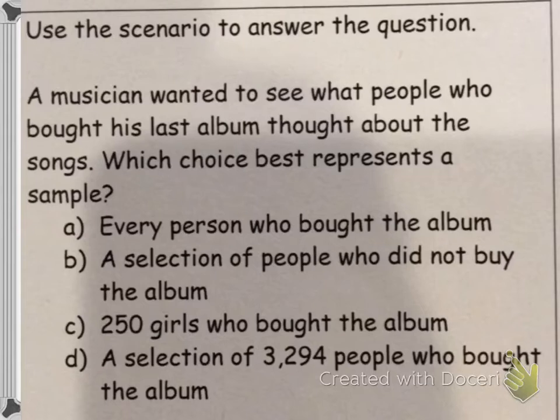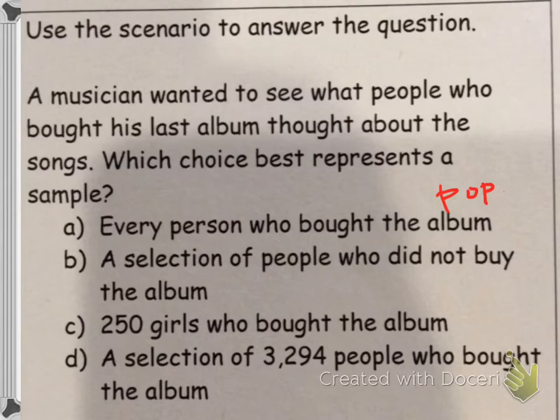So A says every person who bought his album. That's not the sample, that's the population. So we don't want that one. B, a selection of people who did not buy his album. Well, that's not even in the group that we're looking at, so that's definitely not going to be it. C, 250 girls who bought the album. Now, that is a sample of the population, so let's see if D is a better answer.